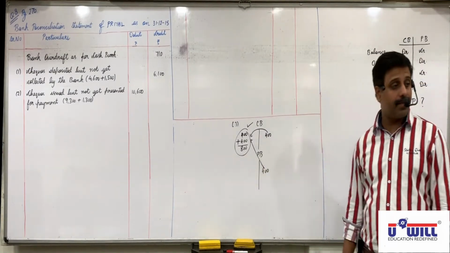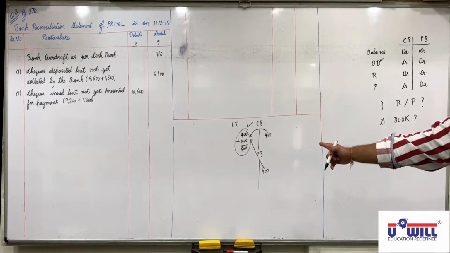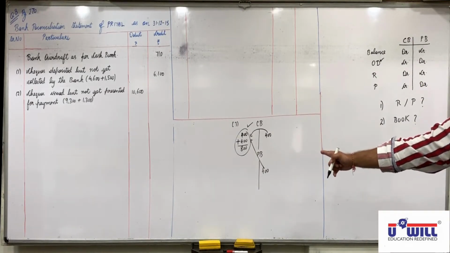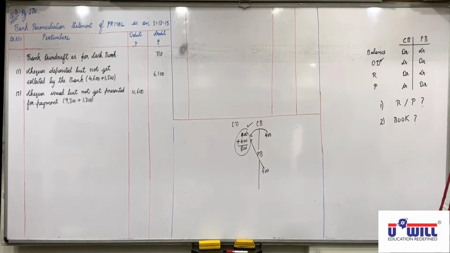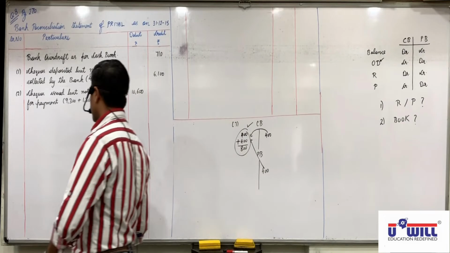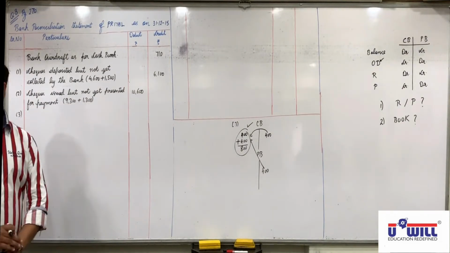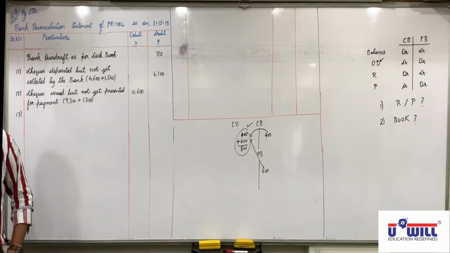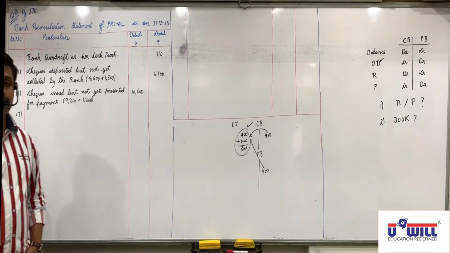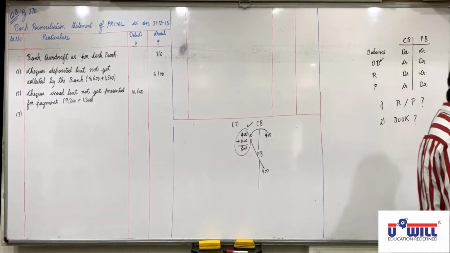Show this workings. Anyone who is not clear why 800 will be debited, raise your hand. All are clear with this? Do you all make the workings?